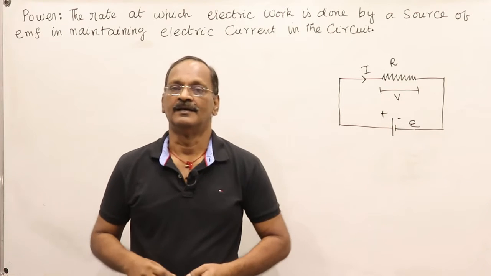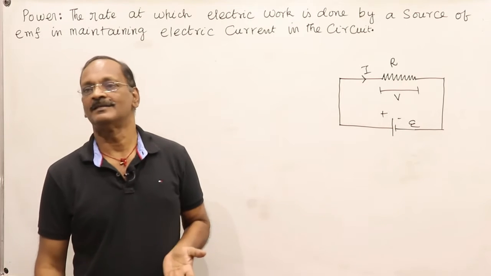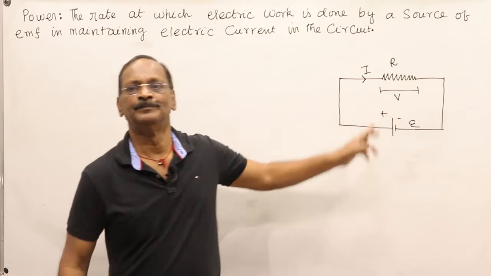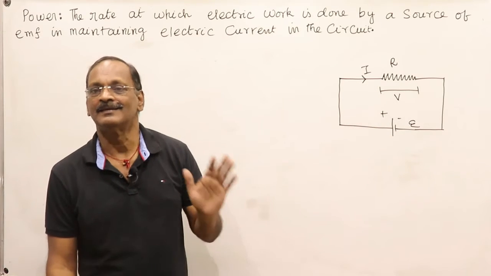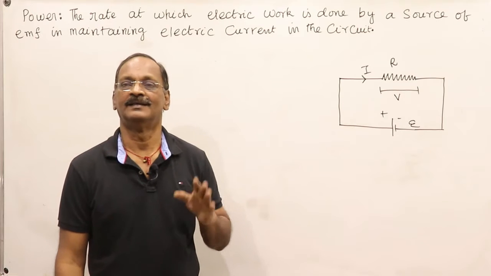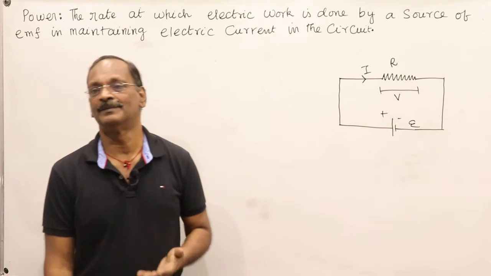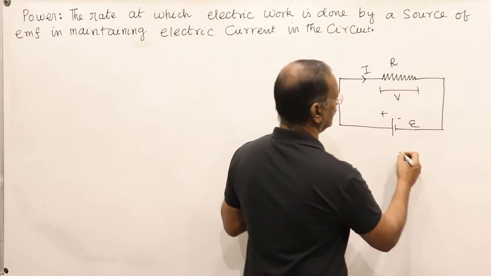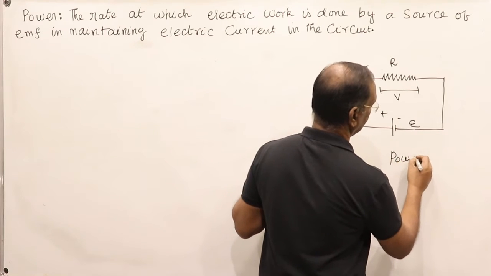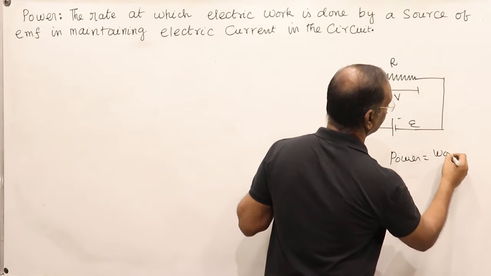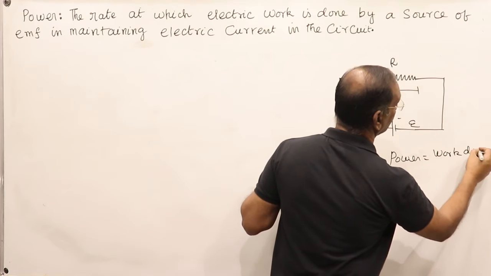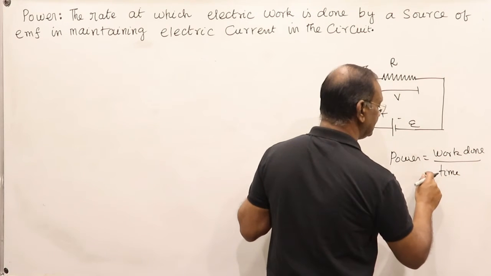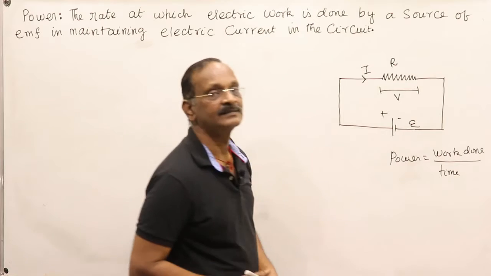So the power is the rate at which the electrical work is done by the source of EMF in maintaining electric current in the circuit. That is called the power of the circuit. That is rate of work. Rate of work means work done in a given time. That is power. The rate of work done is called power.